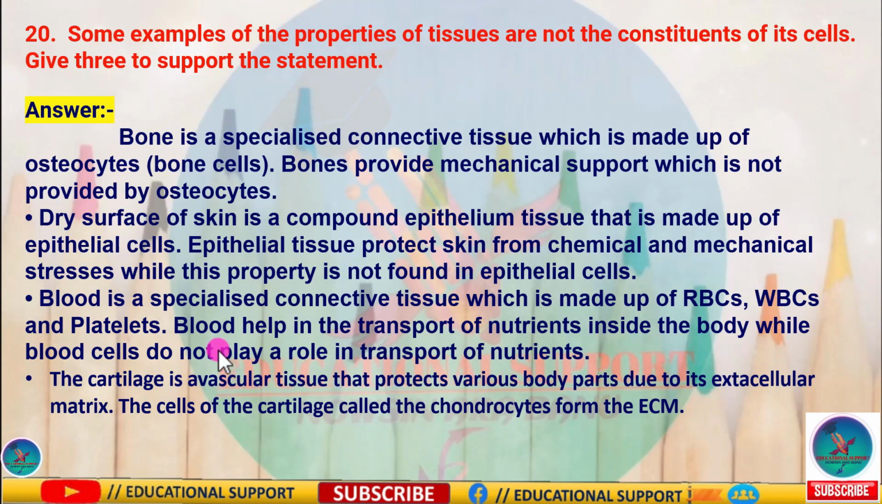The bone is made up of a hard matrix arranged in concentric rings. The cells of the bone, osteocytes, are living and their cytoplasm is not made of calcium salts. The cartilage is a flexible tissue that protects various parts due to its extracellular matrix. The cells of the cartilage, called chondrocytes, form the ECM and hence don't perform the function of protection.